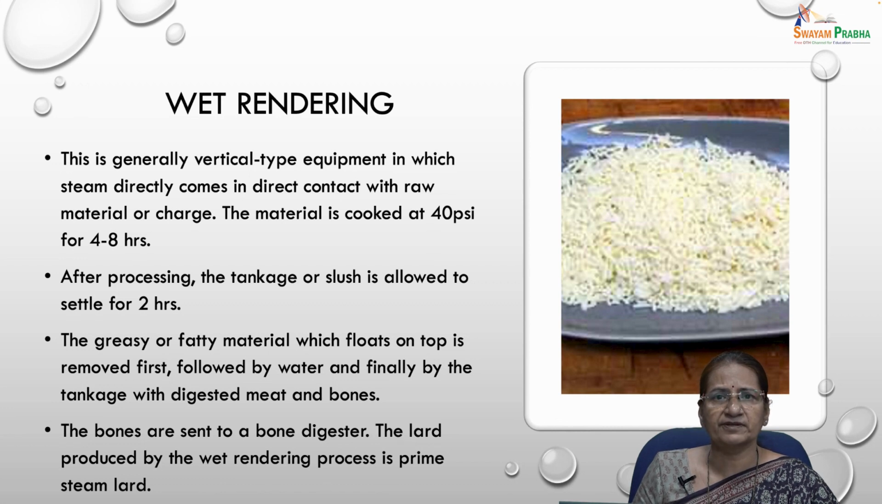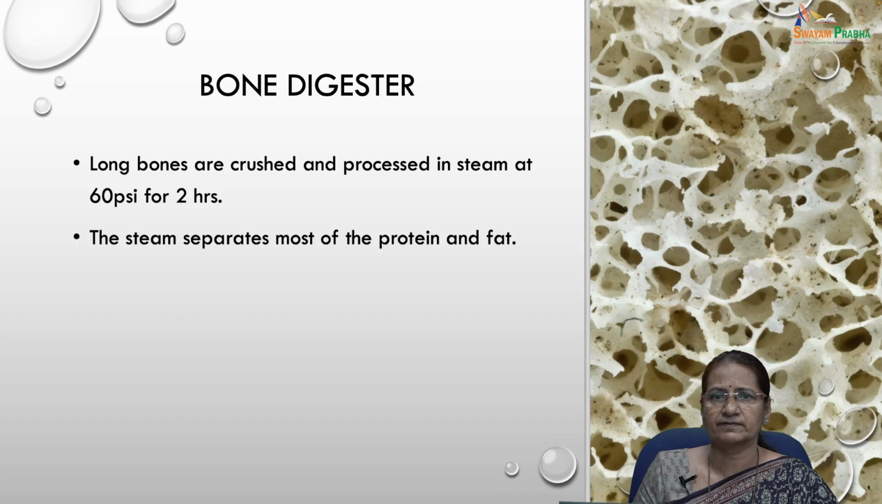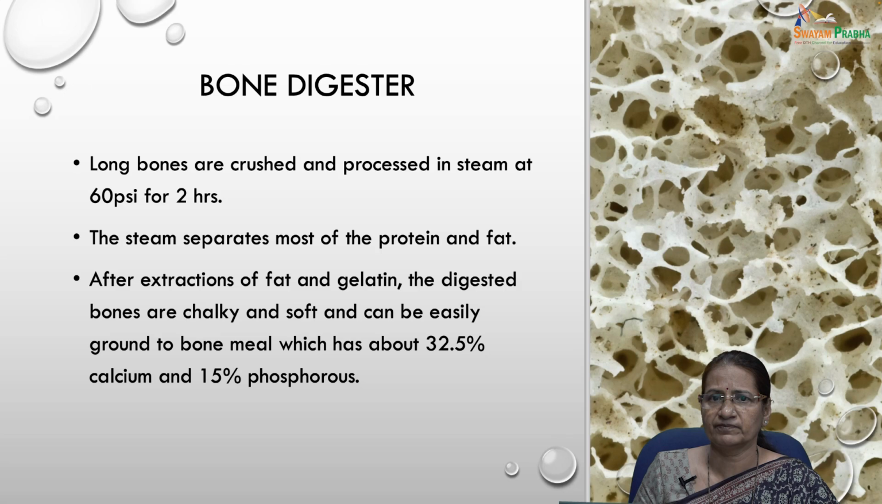Now, bone digester. Long bones are crushed and processed in steam at 60 psi for 2 hours. The steam separates most of the protein and fat. After extraction of fat and gelatin, the digested bones are chalky and soft and can be easily ground to bone meal, which has about 32.5% calcium and 15% phosphorus.